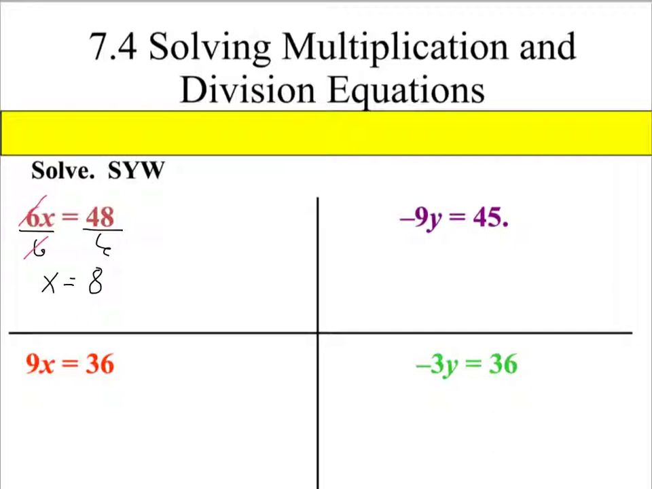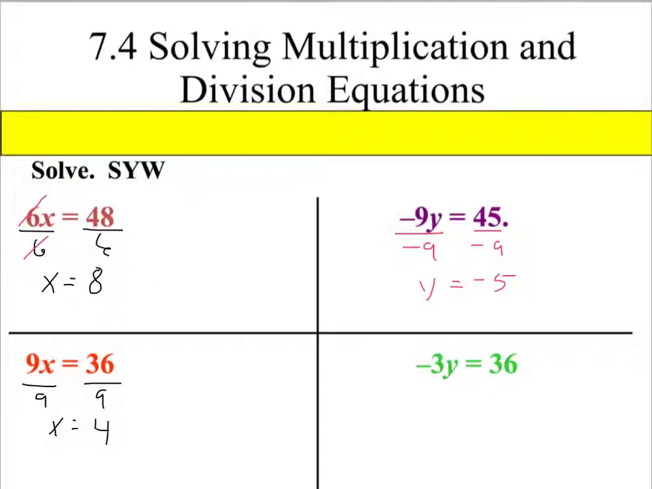All right, so this next one, again, we are going to be dividing, okay, because negative 9y times y, that's multiplying, so we need to take the inverse operation, which is division. We're going to be dividing by a negative 9, and y is going to equal a negative 5. Don't forget, positive divided by a negative. Okay, next one, 9x is equal to 36. Divide by 9 to get x all by itself, and we take 36 divided by 9, and we get 4.